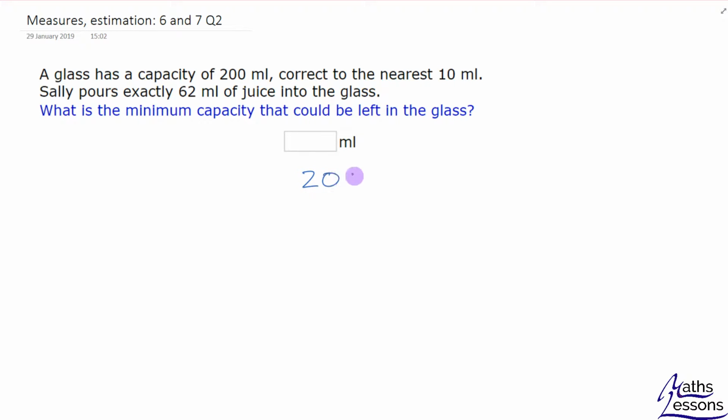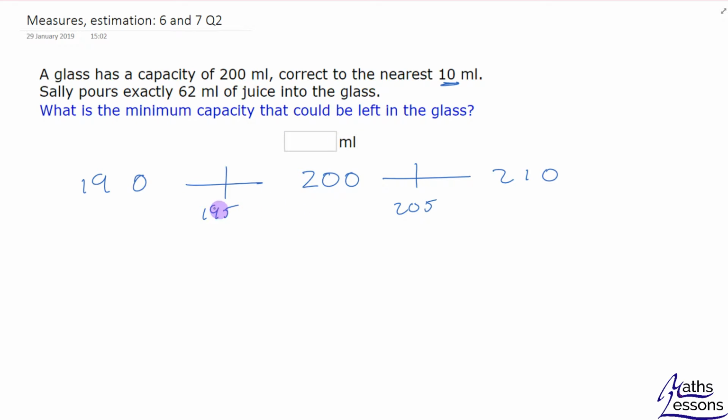Now on these types of boundary value questions, the easiest way to make sure you don't make a mistake is to write down the next number up and the next number down to the degree of accuracy. So it's going up and down every 10: 210, 190. And your boundary values will be 195 and 205. They're always halfway. A lot of students like to put 204.9 recurring here. It's correct, but it just makes calculations a bit of a hassle. Use 205, a lot easier. It pours exactly 62 millilitres of juice into the glass.